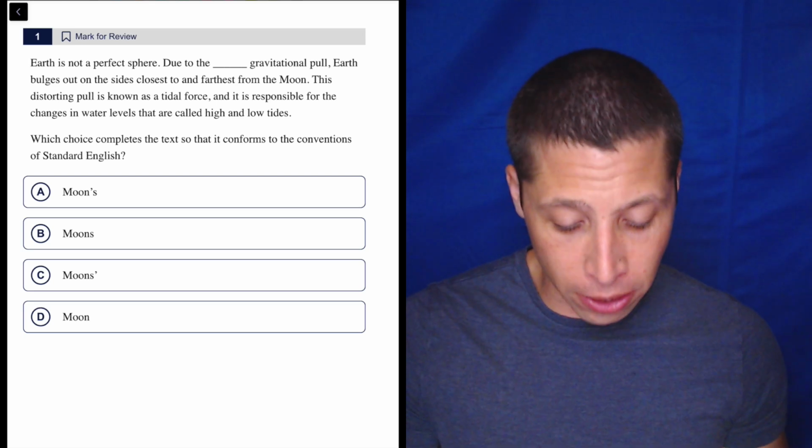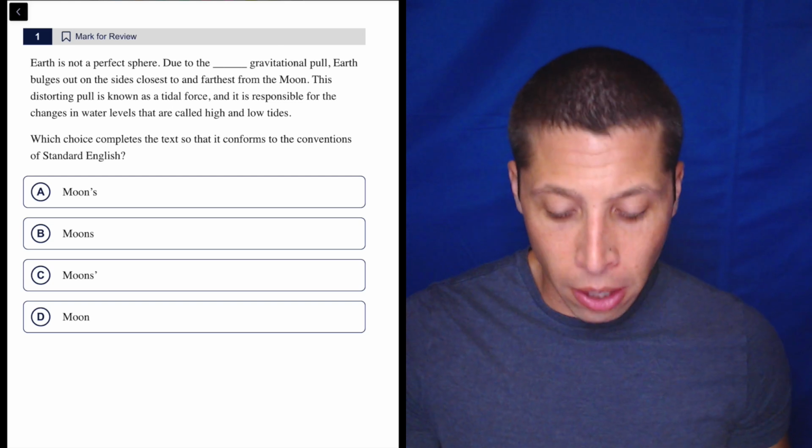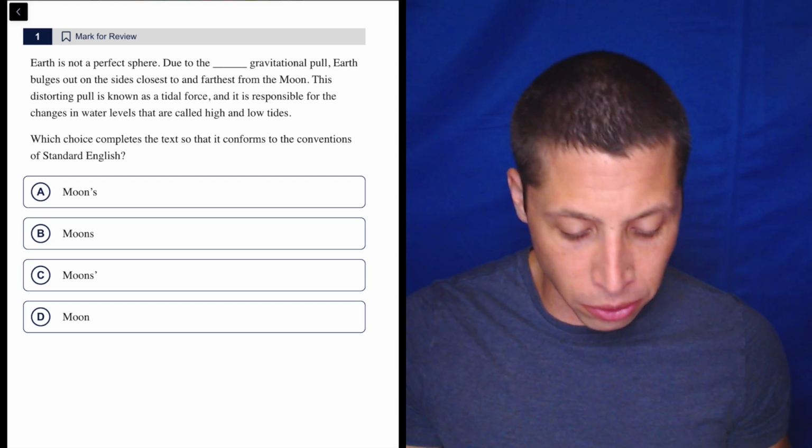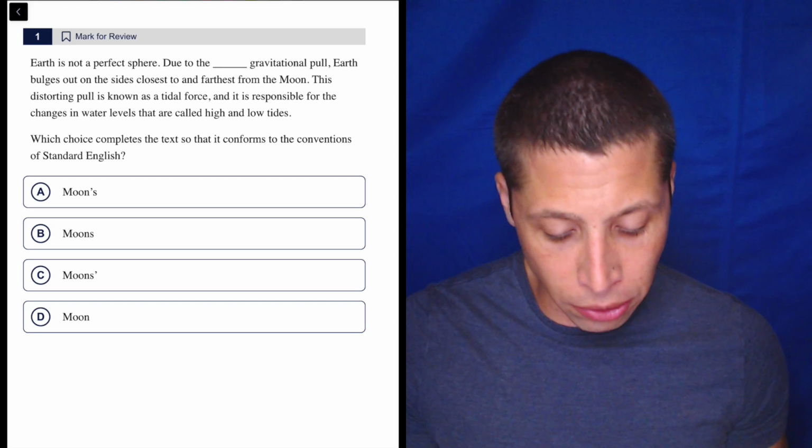Earth is not a perfect sphere. Due to the moon's gravitational pull, Earth bulges out on the sides closest to and farthest from the moon. This distorting pull is known as the tidal force and is responsible for the changes in water levels that are called high and low tides.